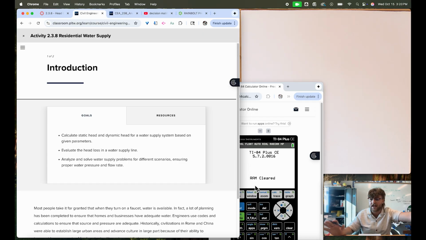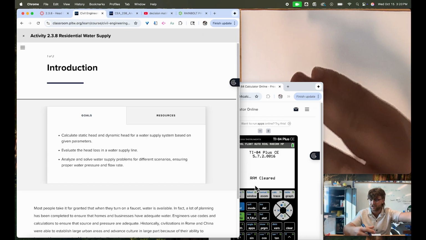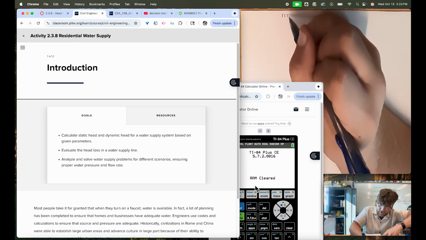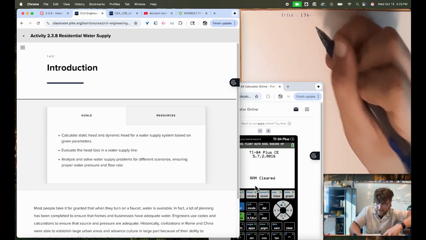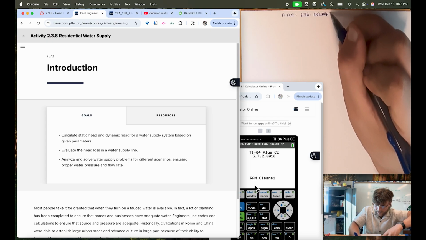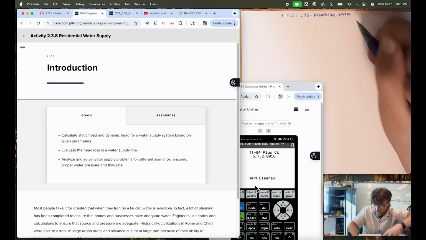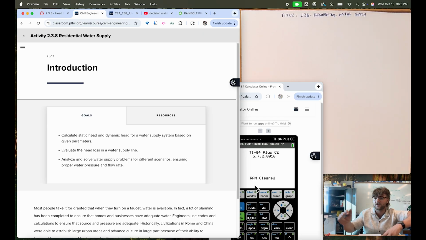We want to make sure, as always, we're doing an amazing job documenting all of our work, even this introduction and the background information. You want to start this off by having the actual title on here, 238 residential water supply, and so you'll want to write that out. Even as we go through this, I'm going to highlight some things that you'll want to make sure you've written down in your engineering notebook.